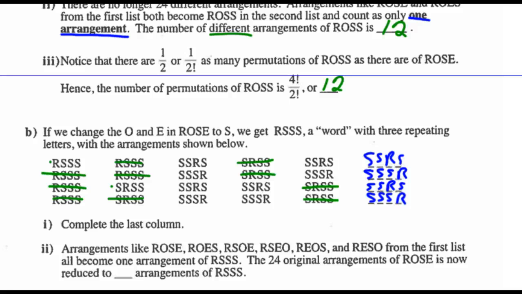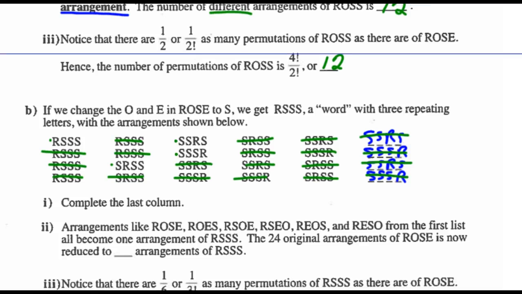All right, and then we've got SSRS, and finally SSSR, so the ones that are SSSR are gone. So if we look, we're down to 4 different arrangements of RSSS, just those ones with the green dots beside.